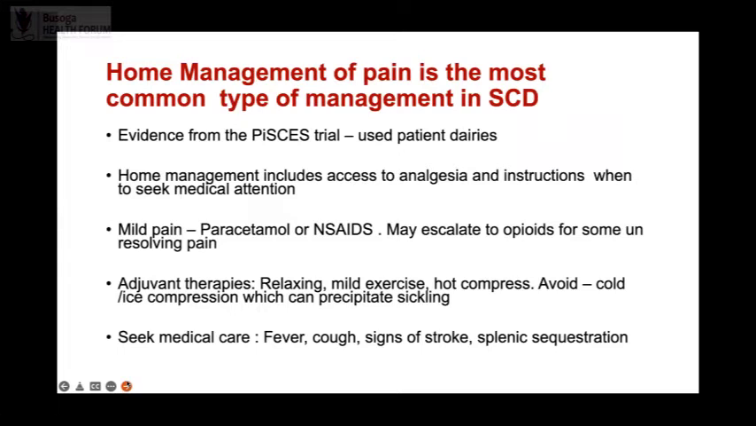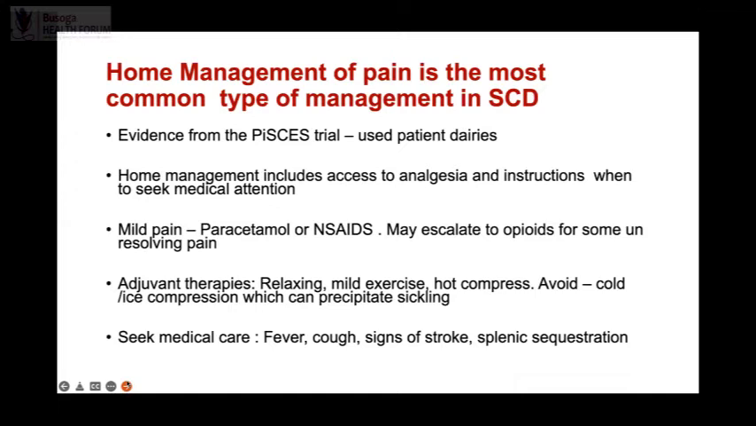What forms of pain management do we have? Home-based management is actually the most common type of management. Patients get pain at home and they treat it at home, okay? It includes access to analgesia and the instructions of when to seek medical care. So when you're giving education about these patients, tell them how to manage their pain, but also when to seek medical care. If the painkiller that they've taken is not taking their pain, they should actually be coming to the health centers. For mild pain at home, you tell them you can give paracetamol or NSAIDs, okay?